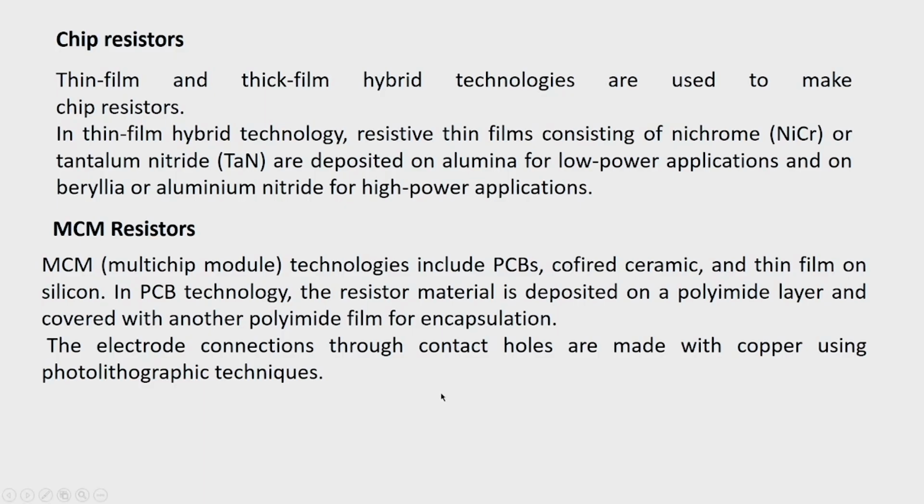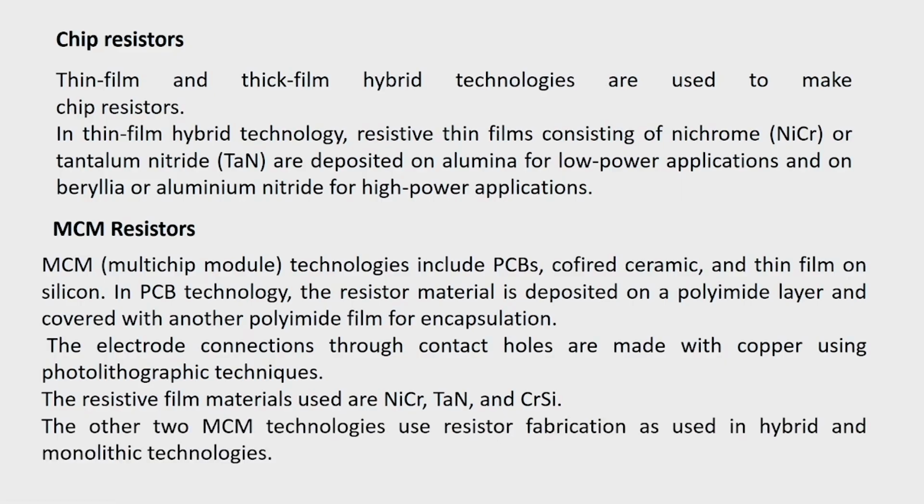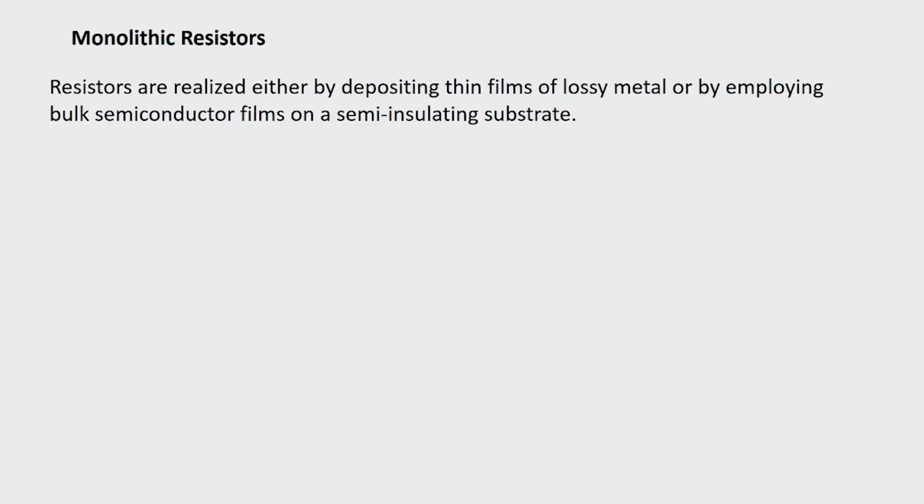The resistive film materials used are, as we have already mentioned, nichrome or nickel chromium, or tantalum nitride or TaN, and chromium silicon. The other two MCM technologies use resistor fabrication as used in hybrid and monolithic technologies. Let us now move on to monolithic resistors.